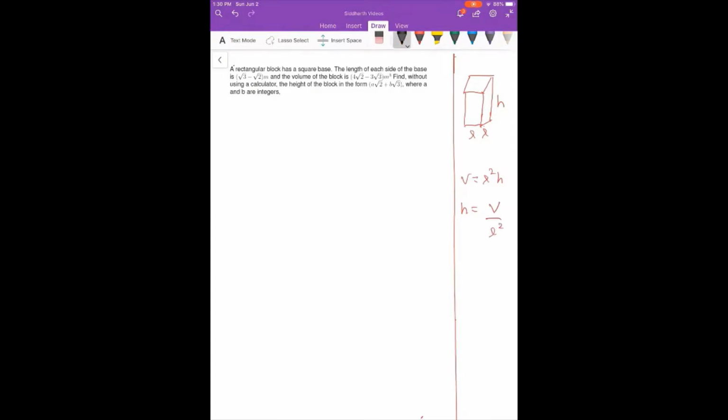Using this equation, we will find the height. So we will replace the values. For H, the volume is 4 root 2 minus 3 root 3, and L squared is root 3 minus root 2 whole squared. Simplifying the denominator, we get 5 minus 2 root 6.